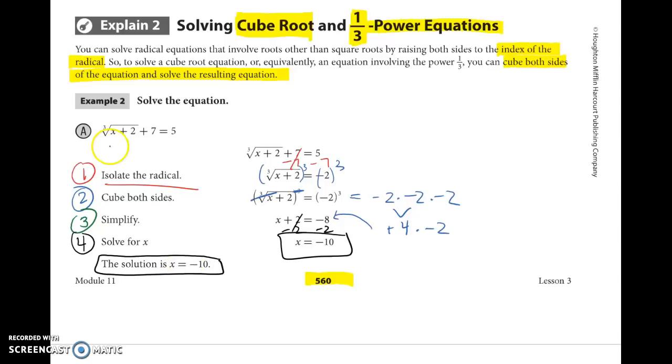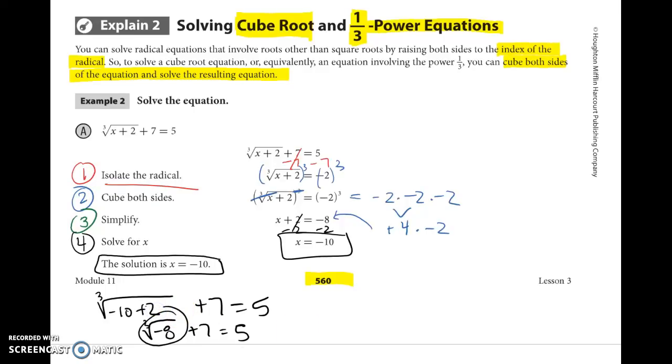And in fact, if I plugged it back in to my original equation, I would get the cube root of -10 plus 2, plus 7 equals 5. Notice the 7 is not in the radical. So -10 plus 2 is -8. And the cube root of -8 is -2. So I have -2 plus 7 equals 5, which is a true statement. So that is my solution, and I checked it.